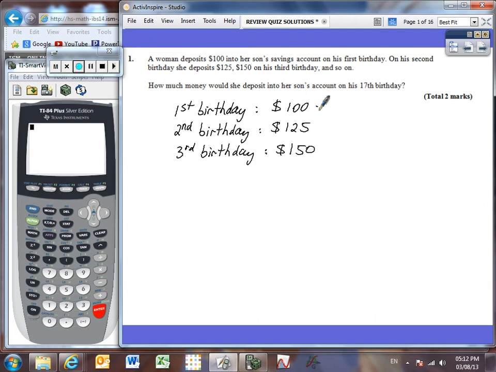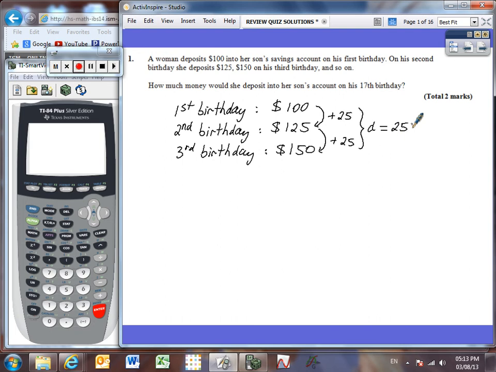Now I think you can already see the pattern. What are we doing to each term in order to get to the next term? Pretty clear that I'm adding 25 every single time. That is the rule. That makes this an arithmetic sequence where our common difference is equal to 25.